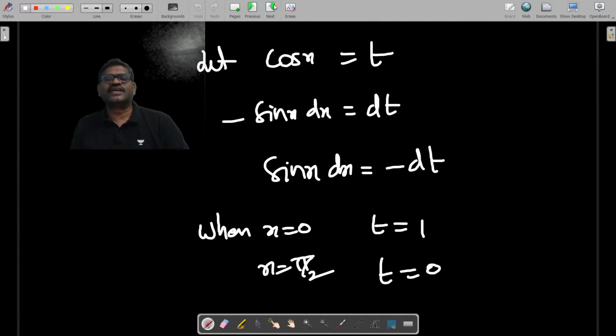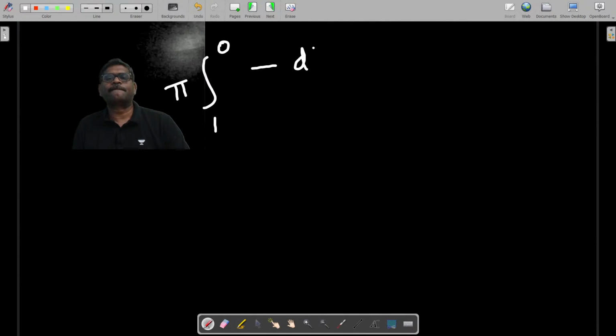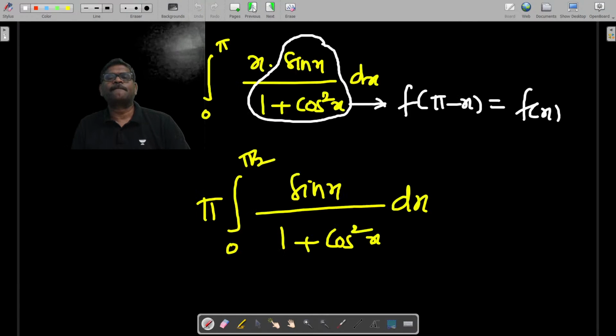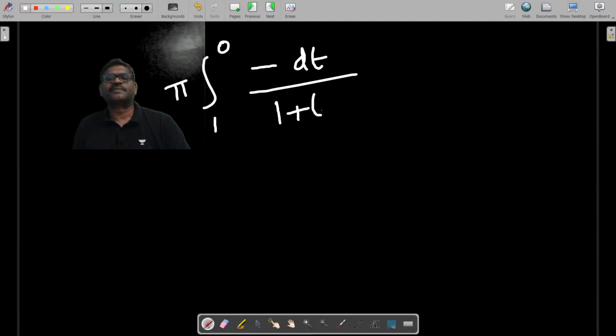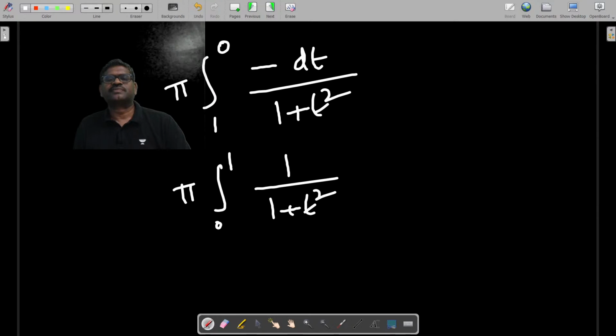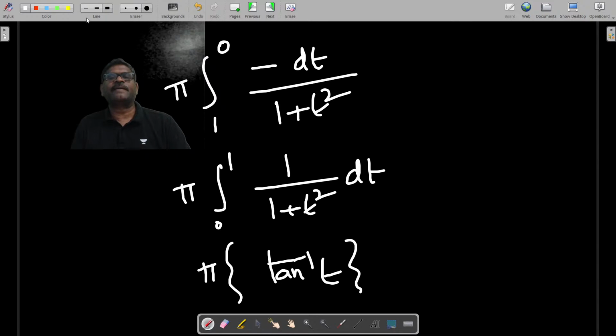Sin x dx is nothing but minus dt, by 1 plus cos square x. Cos square x is t square, so 1 plus t square. Now pi into integral 0 to 1 of 1 by 1 plus t square dt. Integral 1 by 1 plus t square dt is tan inverse t, from 0 to 1.